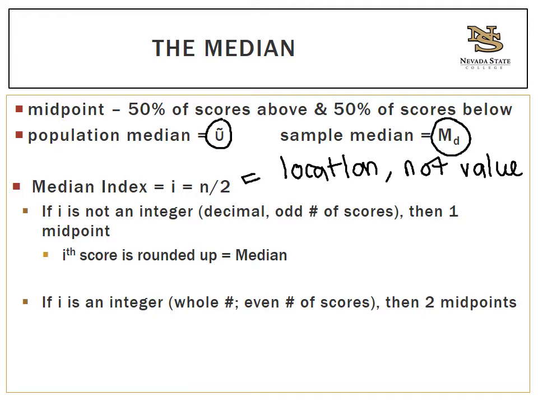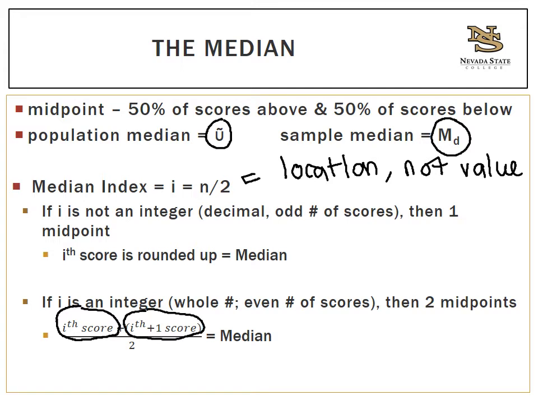Now, if you have an even number of scores, you're going to have two scores that are located in the middle. And so when you divide n divided by 2, you're going to get a whole number. So for instance, if you have 14 scores, 14 divided by 2 is 7. But you want to go with the 7th score, so that would be the ith score, right? Whatever n divided by 2 gives you, and then the score just above it. So ith plus 1 would be 7 plus 1 in this case, and that would be the 8th score.